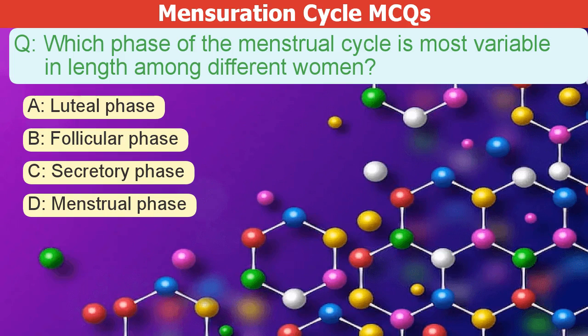Which phase of the menstrual cycle is most variable in length among different women? A. Luteal phase. B. Follicular phase. C. Secretory phase. D. Menstrual phase.